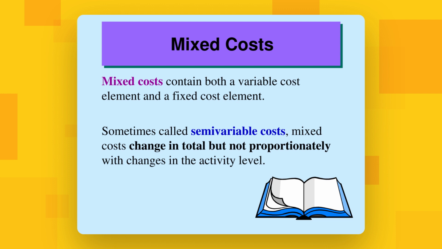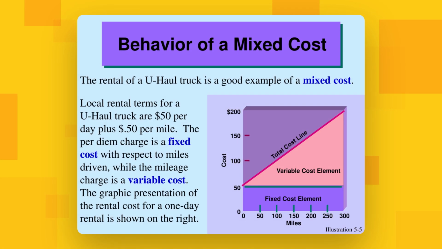Okay, so sometimes pala class, it is known as semi-variable because mixed costs will change in total but not proportionately with the changes in your activity level. Alright, for example, rental of a U-Haul truck is a good example of a mixed cost.